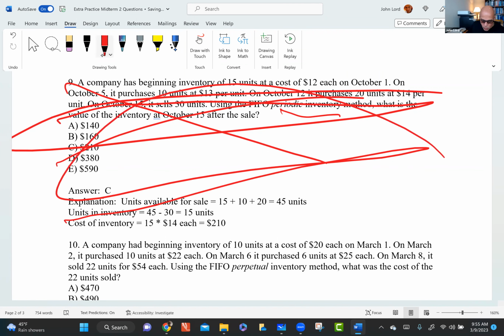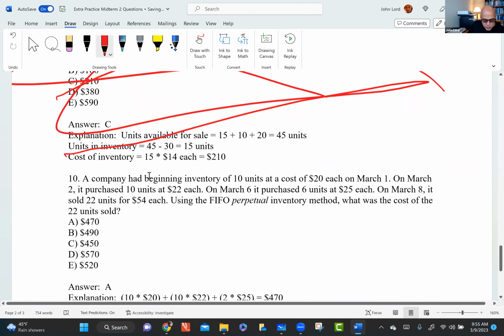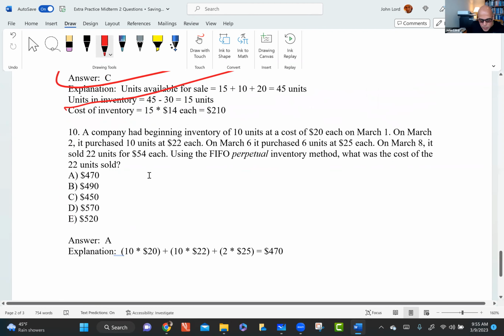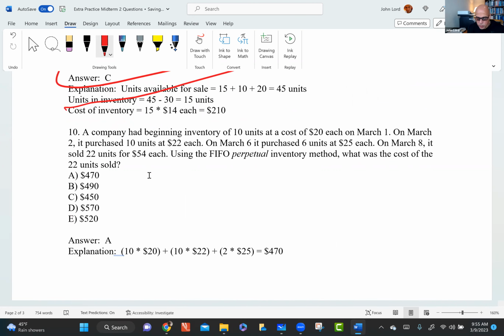Okay, good. Let's come over and let's look at number 10. The company had beginning inventory of 10 units at a cost of $20 each. On March 2nd, it purchased 10 units at 22. On March 6th, purchased 6 units at 25. On March 8th, it sold 22 units at $54 each. What is the cost of the units sold?